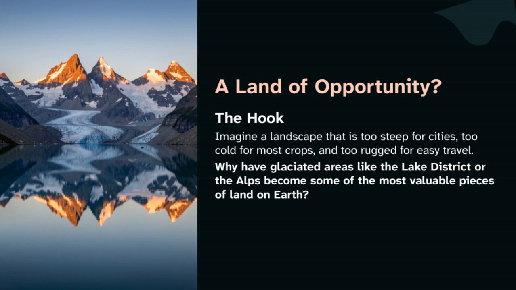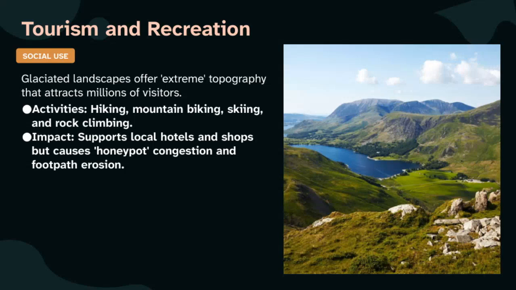Why? Because their physical geography creates opportunities. Steep slopes and dramatic scenery attract tourists. High rainfall and deep valleys make them useful for reservoirs and hydroelectric power. Hard rocks can be quarried for building materials. Thin soils may not support crops, but they can support sheep farming. Poor soils and high rainfall can also be suitable for forestry. So, although glaciated landscapes can be difficult places to live and work, they offer many valuable resources. Let's begin with tourism and recreation. Glaciated landscapes often have dramatic topography.